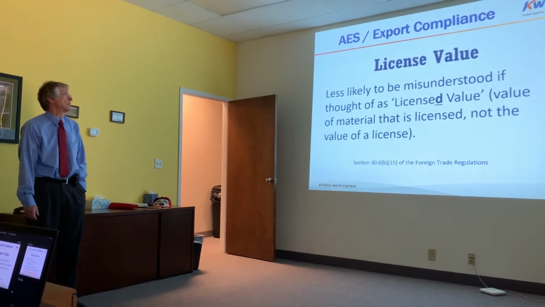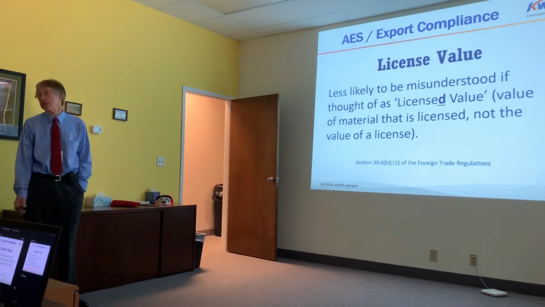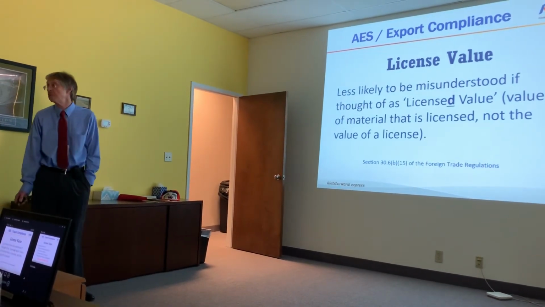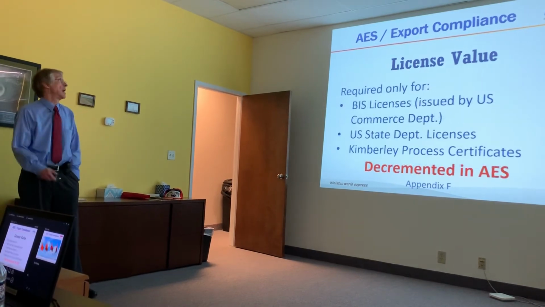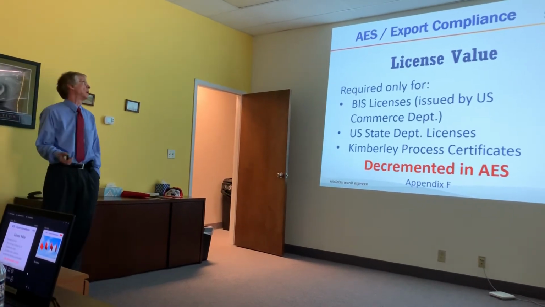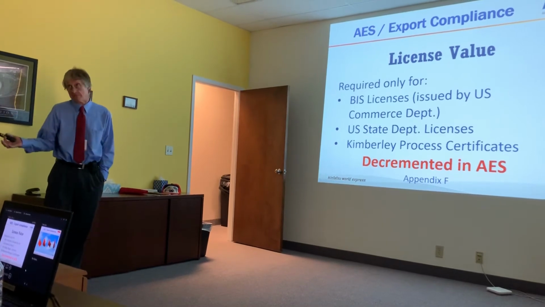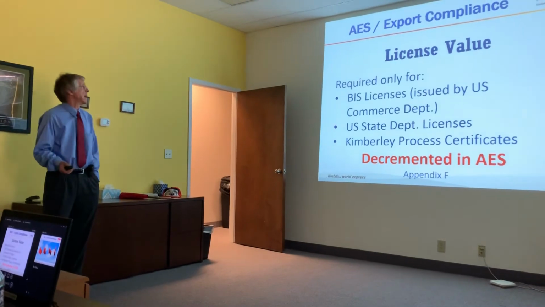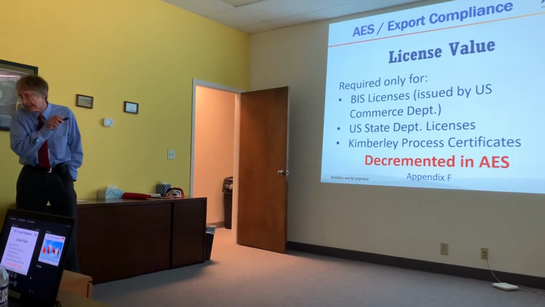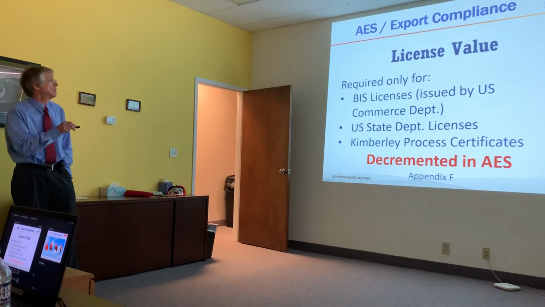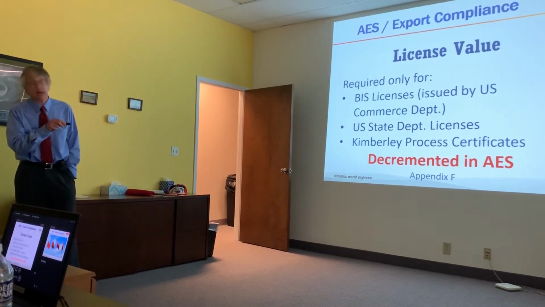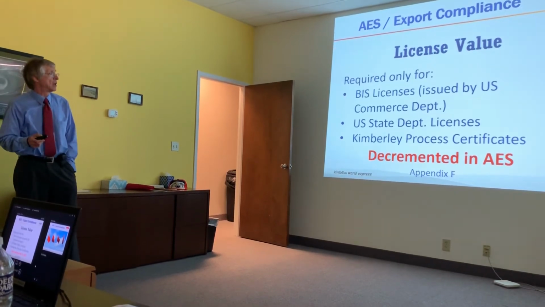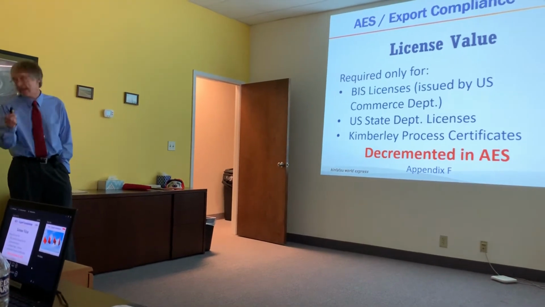License value is less likely to be misunderstood if you think of it as licensed value: the value of the material that is licensed, not the value of the license. Why is this important, aside from being accurate? Whatever is entered in that license value field is decremented against that license in AES. And what do I mean by decremented? Well, that's the government's term for crediting it, subtracting.